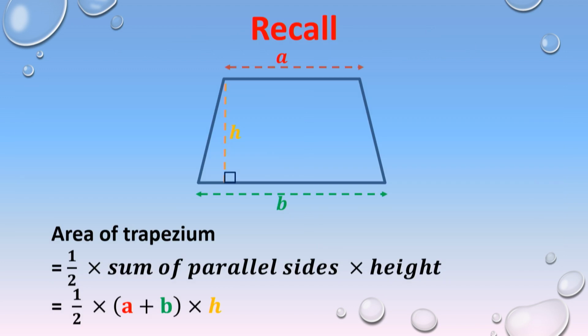Now, you will remember that in lower grades, you have learned about area of trapezium. So the area of a trapezium is given by half sum of parallel sides times height. And in this diagram, my parallel sides are a and b. The height is h. So the formula for area of trapezium will be given by half times a plus b times h. We will use these when we are going to calculate the surface area of prisms.